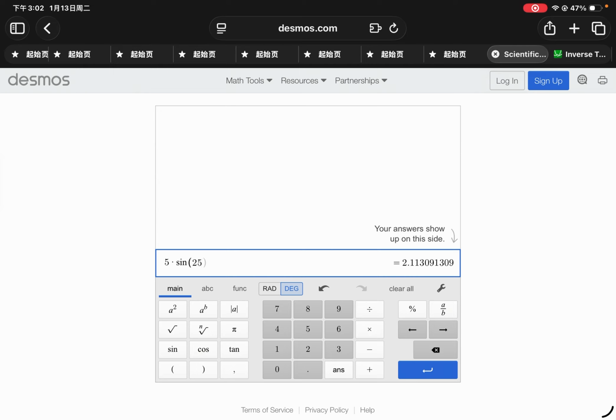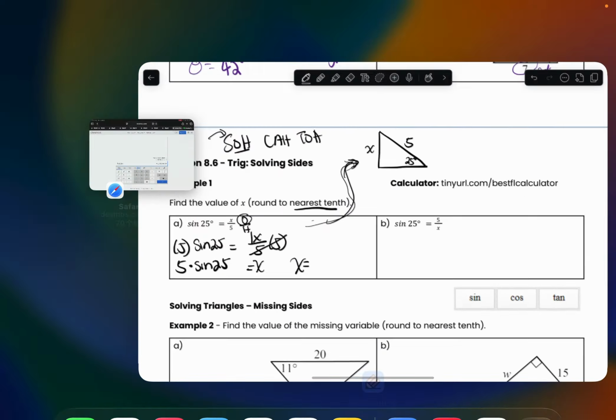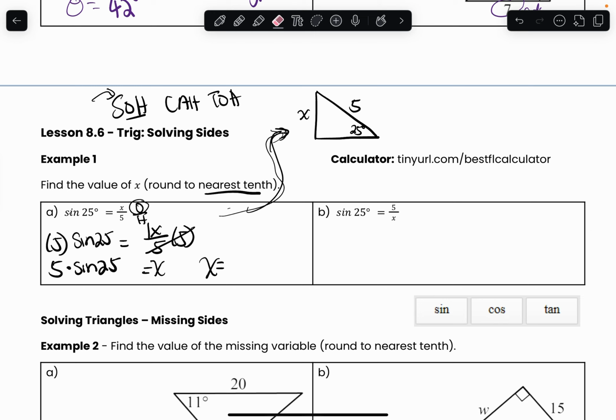Now, one thing for you to know is that it's okay for you not to put the multiplication sign as long as you put in the 5 and the sine next to each other. Okay, it will keep the answer the same. Now, going back to your question, sine of 25 equals x over 5. The answer of x will be 2.1 if you round your answer to the nearest 10th place. Now let's go ahead and do another one.